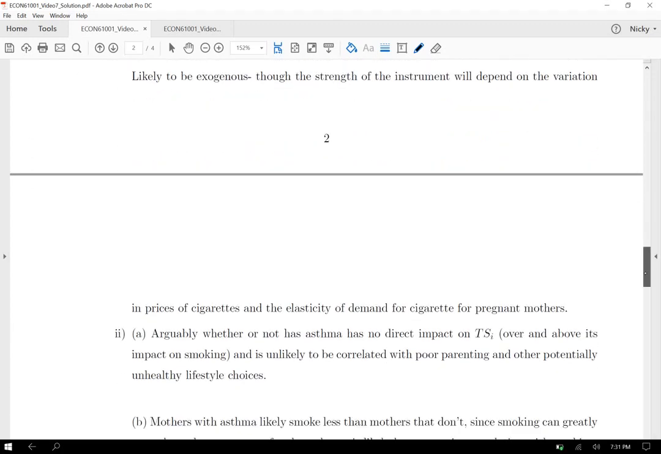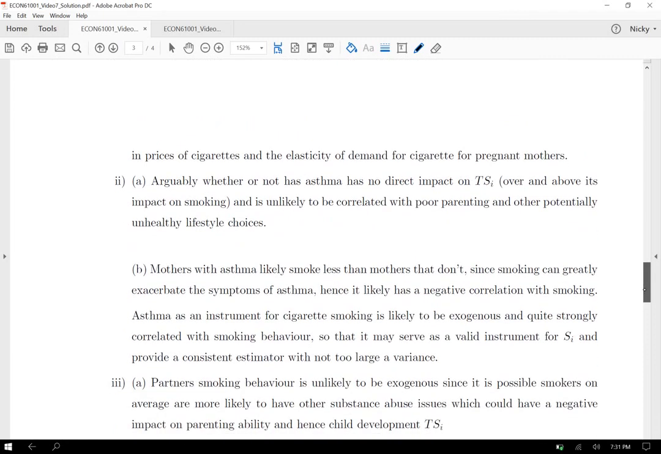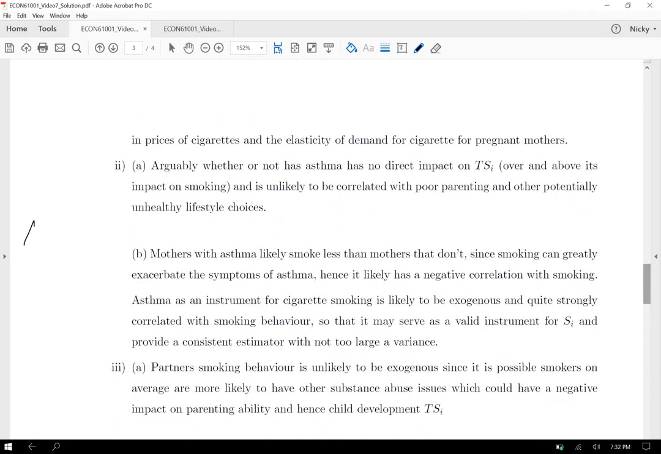Okay, so we do the exact same thing then for asthma. So whether the parent has asthma or not. So this is somewhat related to the gene argument. It's a condition that the person doesn't necessarily control, which can affect how much they smoke. So part A discusses whether it's exogenous, and part B discusses whether or not it is identified. So is it identified, part B?